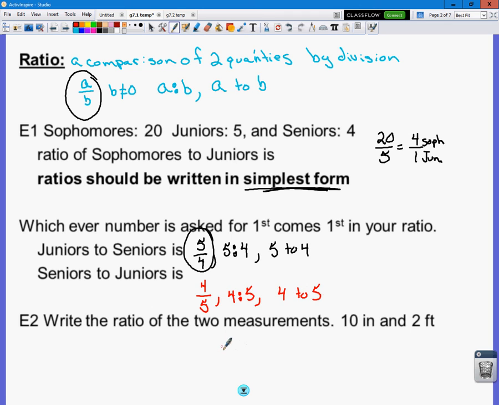Write the ratio of the two measurements, 10 inches to 2 feet. Whichever one comes first goes in my numerator, 10 inches to 2 feet. So this might be like a scale on a map where 10 inches is equal to 2 feet in the real world. And if I took that 10 inches and 2 feet, they're both divisible by 2. So every 5 inches would be the same as 1 foot.